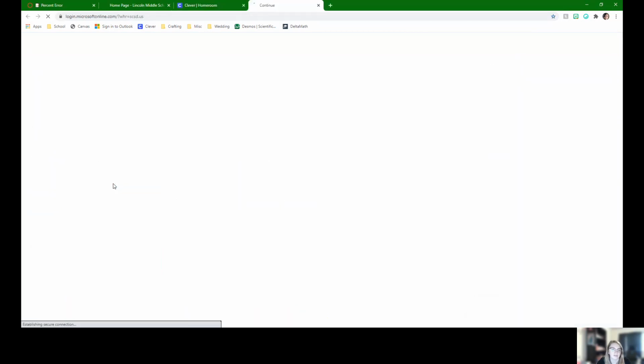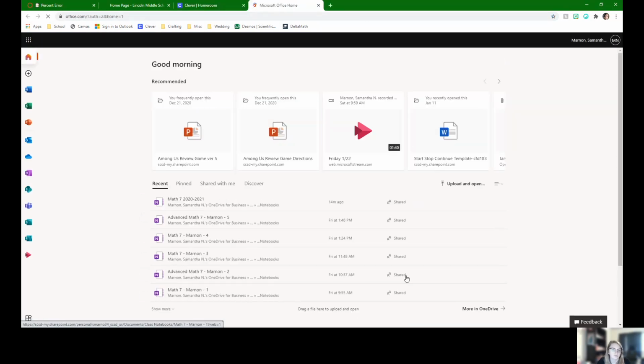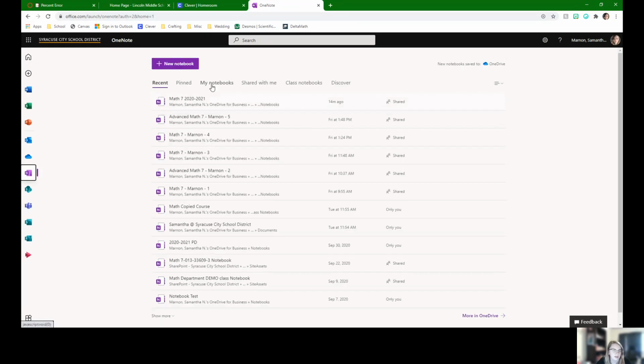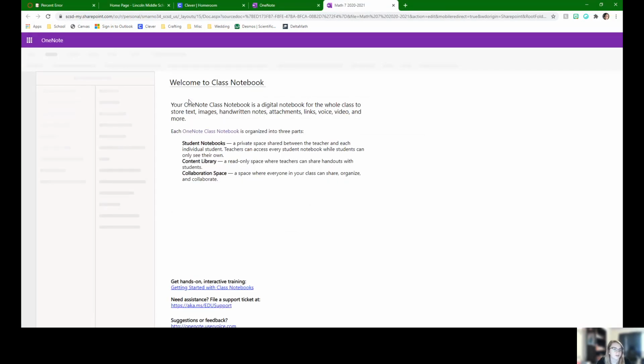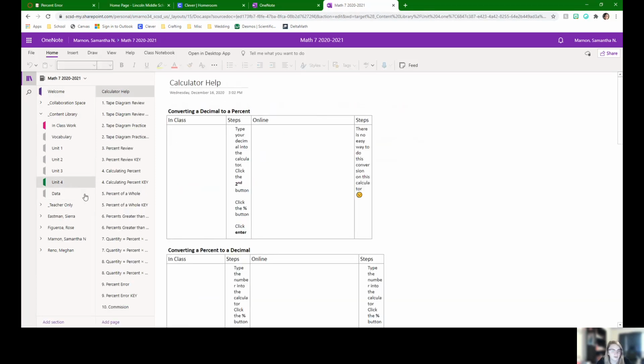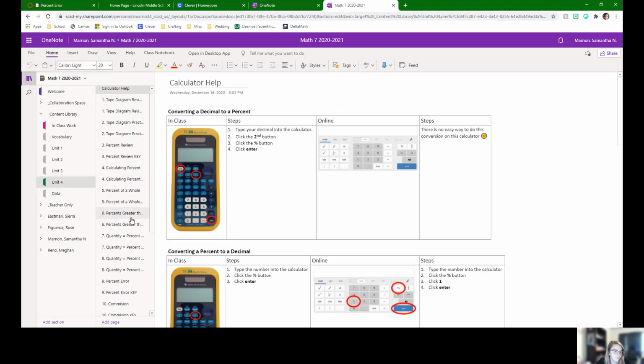They can go to Office 365, and usually it's one of the first things that pops up, they'll see all of their OneNote notebooks. If not, they can click OneNote on the side and go to My Notebooks. But I'm going to show you what this page looks like. So it is Unit 4, page 9. Students should be familiar with Class Notebook. We've been using it since September.